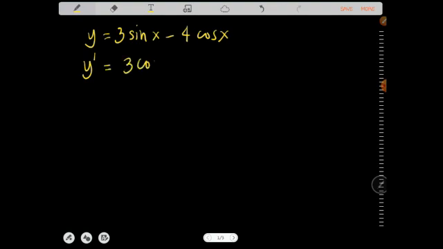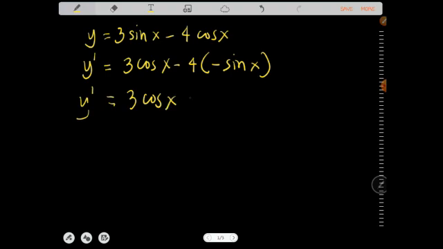Another example, y is equals to 3 sine of x minus 4 cosine of x. So, the derivative of that is equals to 3 cosine of x minus 4 times the quantity negative sine of x. Simplifying the equation, y prime, or derivative of y, is equals to 3 cosine of x, negative 4 times negative sine x is positive 4 sine of x.